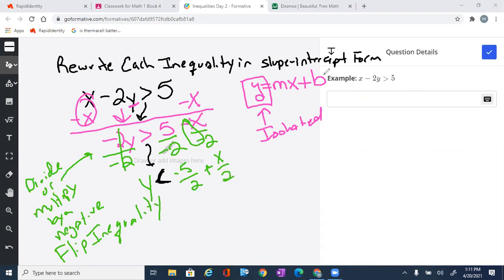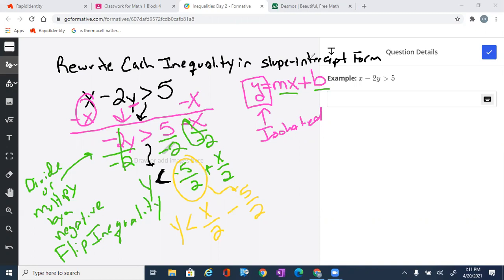Now, one thing that you may want to do is write it in form mx plus b, so the x is first. And if we do that, we just simply change the organization of it by saying y is less than x over 2 minus 5 over 2. Notice that this was negative, so it just stayed as a negative, and I just moved the x over 2 to the front. And we've changed it to slope-intercept form with the inequality.